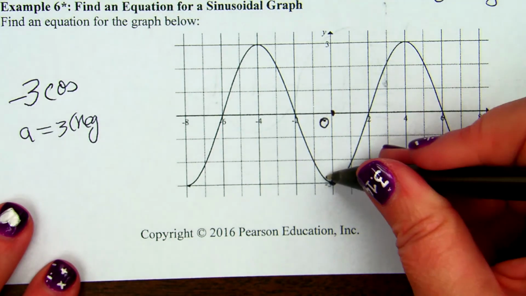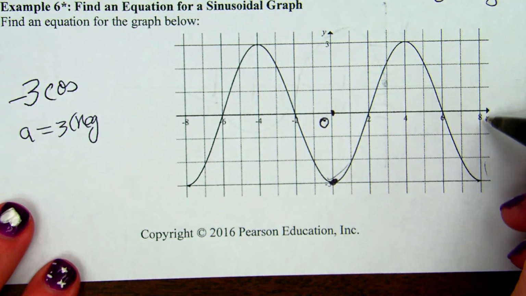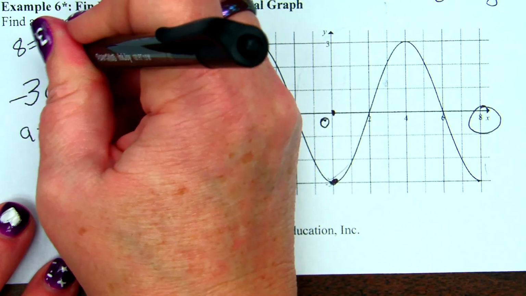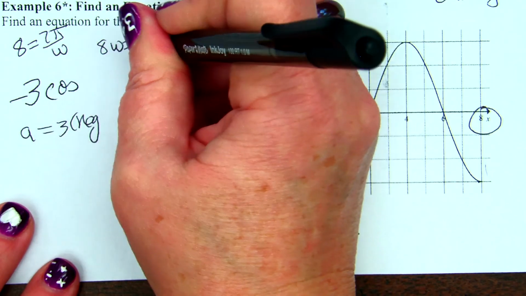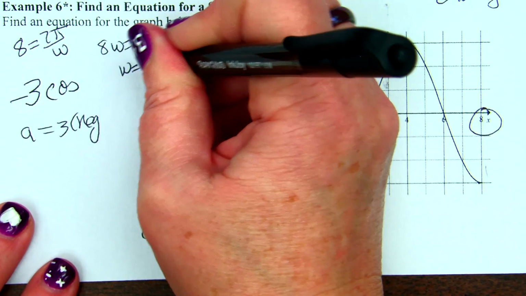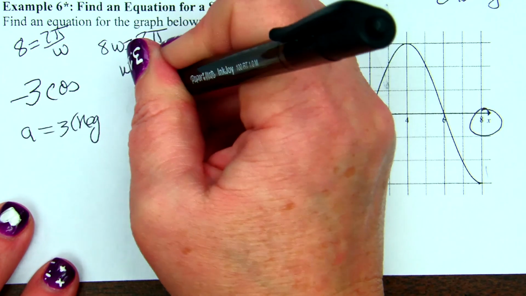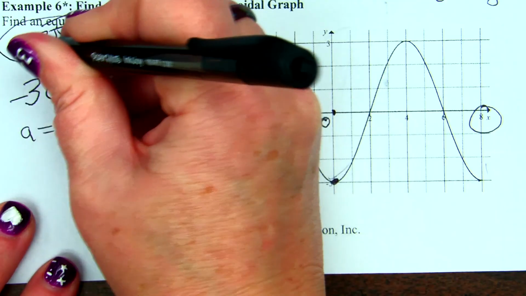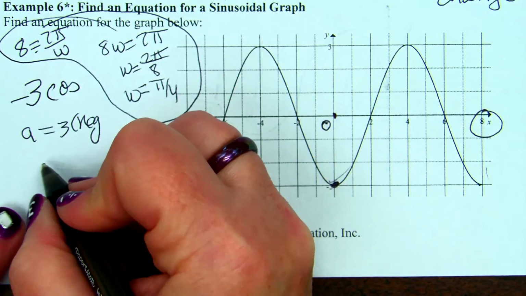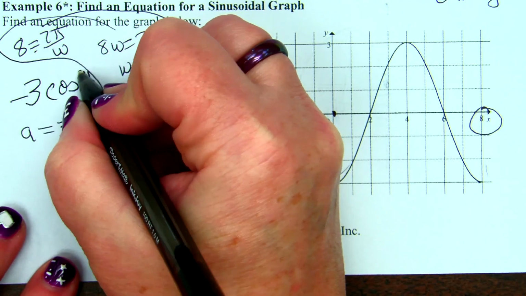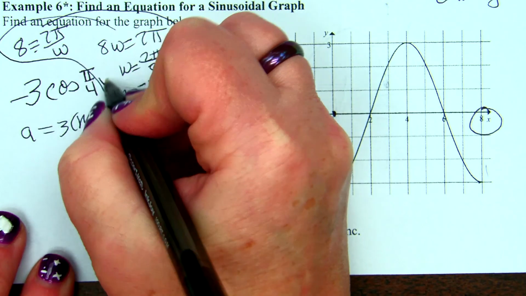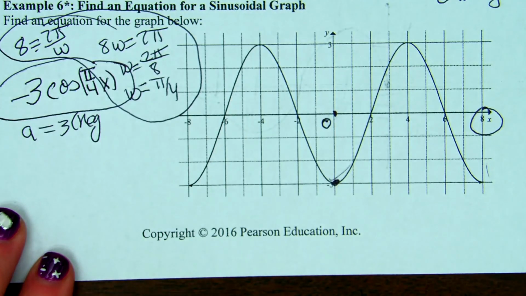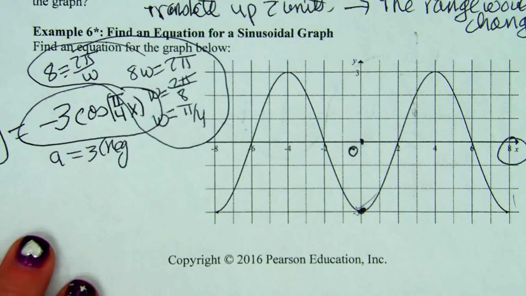And where does the period end? The period ends at 8. So 8 equals 2 pi over w. 8w equals 2 pi. w equals 2 pi over 8, which is pi over 4. You set the period equal to 2 pi over w. So we're going to have pi over 4 x. y equals negative 3 cosine pi over 4 x.